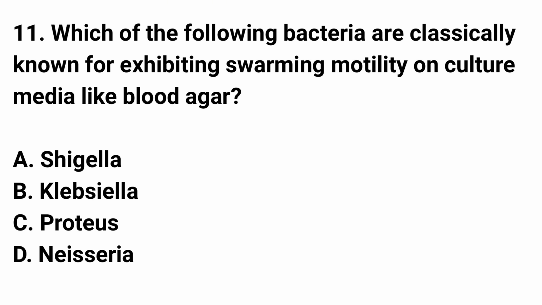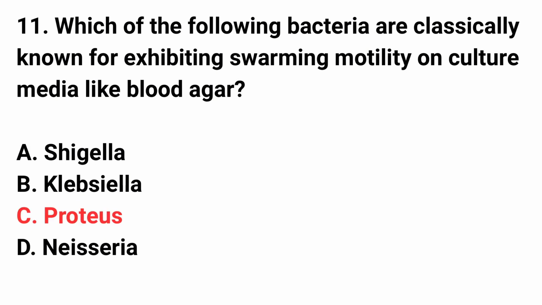Question number 11. Which of the following bacteria are classically known for exhibiting swarming motility on culture media like blood agar? Shigella, Klebsiella, Proteus, Neisseria. The right answer is option C, Proteus. Proteus species, especially Proteus mirabilis, shows concentric spreading swarm rings on agar due to their highly motile flagella.